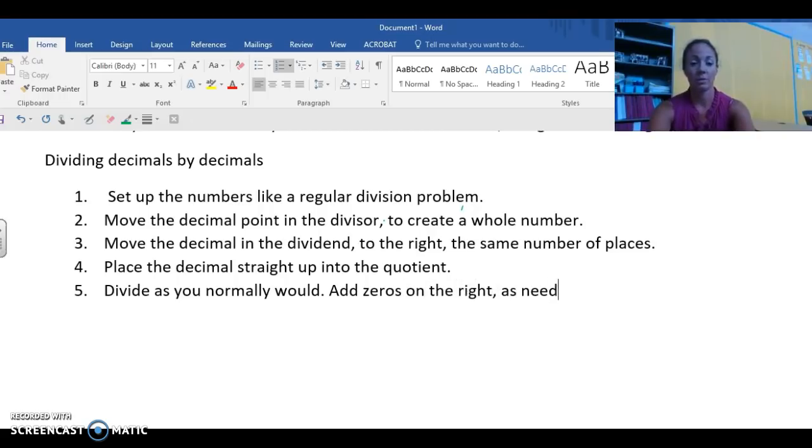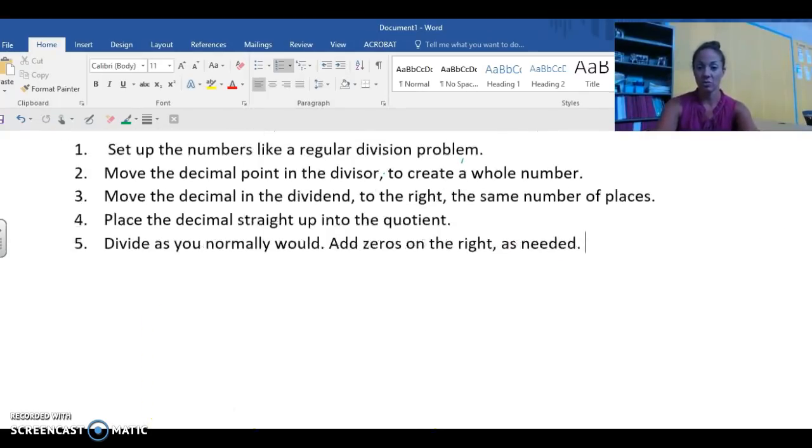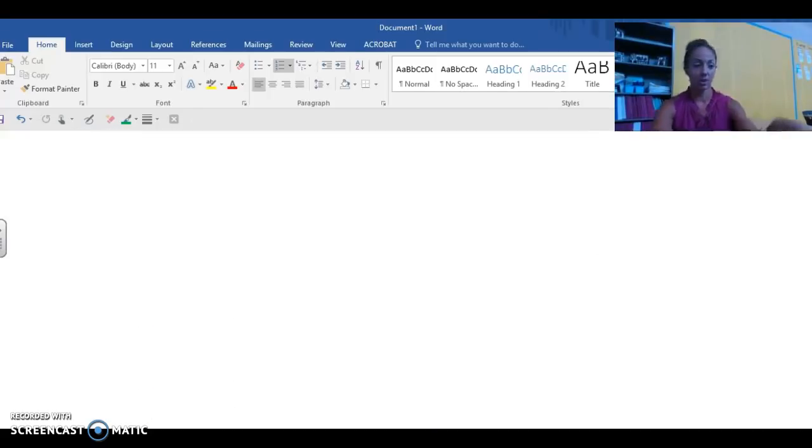As needed. All right, so let's try a little bit of this to see what all that means. So, we'll get rid of that. Now, so what you're going to have to do, 6th grade, is, let's say we have 6 and 37/100ths divided by 1.3. So step 1, just set it up like we would in a regular division problem.